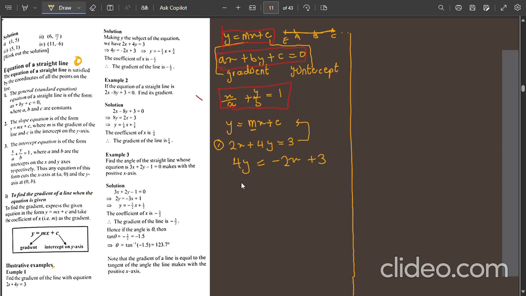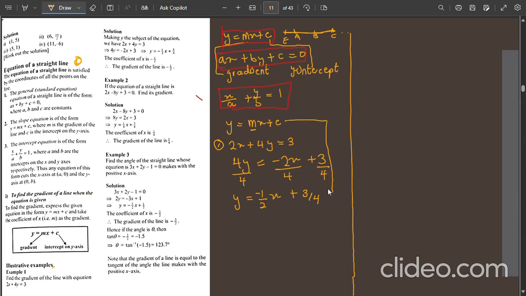So getting rid of the 4 means dividing through by 4. I divide through by 4. So I'm going to get y is equal to negative half x plus 3 over 4. This is a perfect clone of y is equal to mx plus c.